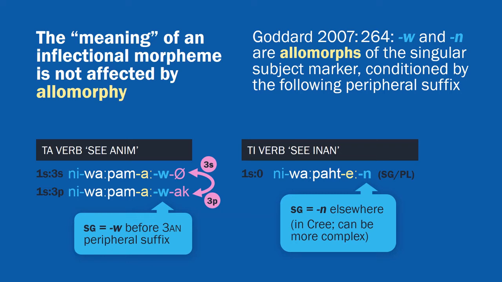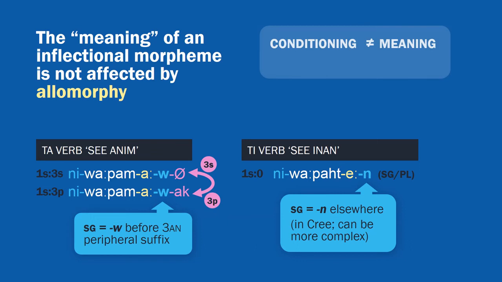The difference between W and N is not meaningful. It's a matter of allomorphy, triggered by the following peripheral suffix. Now, since the W allomorph of the singular subject marker is triggered by a following animate third-person peripheral suffix, this might seem to give the W suffix itself a bit of an animate third-person flavor. But we need to remember that the conditioning of an allomorph of a morpheme is separate from the meaning of the morpheme. Think about the English morpheme persuade.